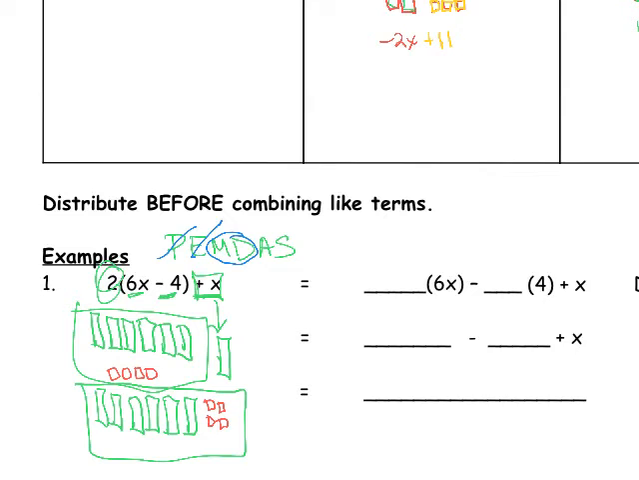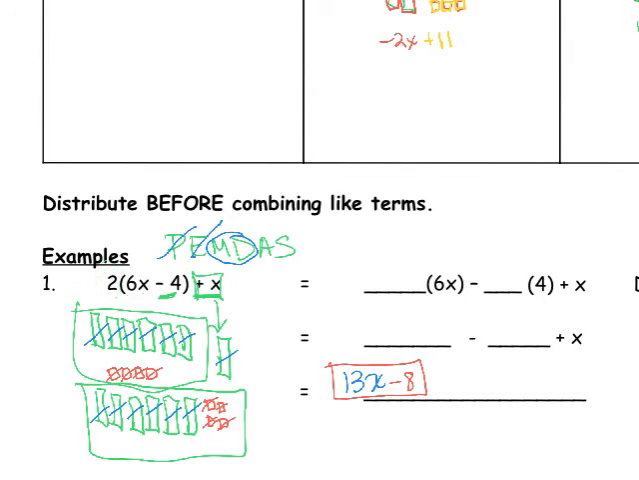So how many total x's do I have? Well, I have 1, 2, 3, 4, 5, 6, 7, 8, 9, 10, 11, 12, 13 x's is what I have. And how many unit tiles do I have? I have 1, 2, 3, 4, 5, 6, 7, 8 units, but they're negative units, right? They're red. So my total is 13x minus 8.